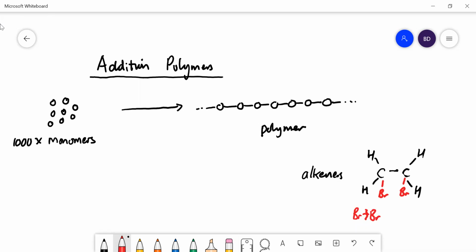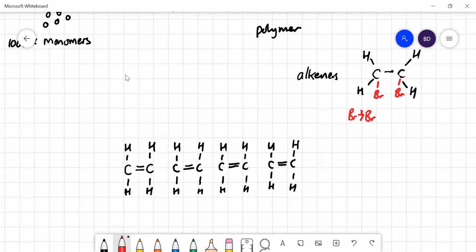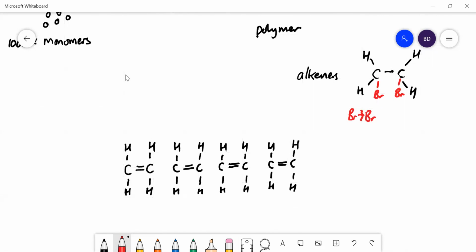Okay, now ethene can undergo a polymerization reaction, which is also an addition reaction. So here are the monomers. These are the small molecules. I've only drawn 4 of them here. It should be thousands. And the monomers in this case are ethene. And what happens is the double bonds break, but the single bond remains intact.